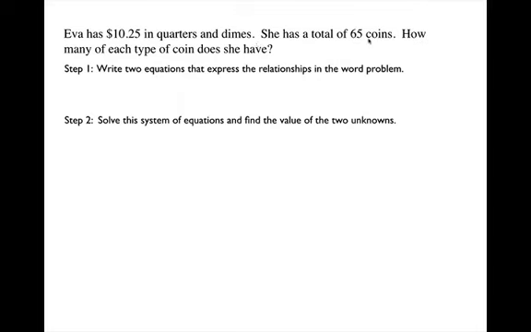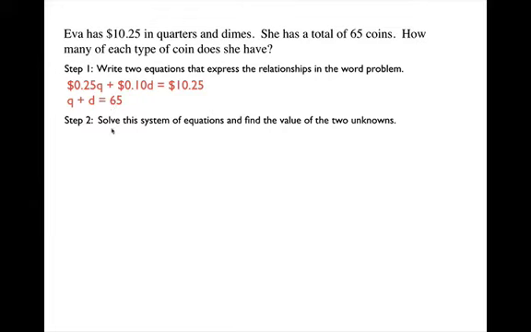and the total number of coins she has, which is 65 coins. The two equations I came up with are 25 cents times the number of quarters plus 10 cents times the number of dimes equals the total amount of money Ava has, $10.25. And of course, the total number of quarters plus the total number of dimes equals 65.